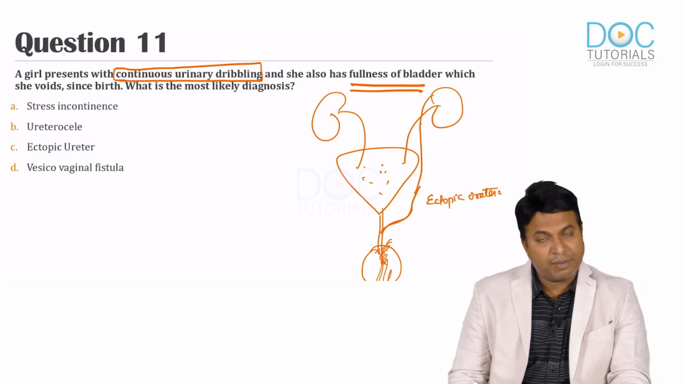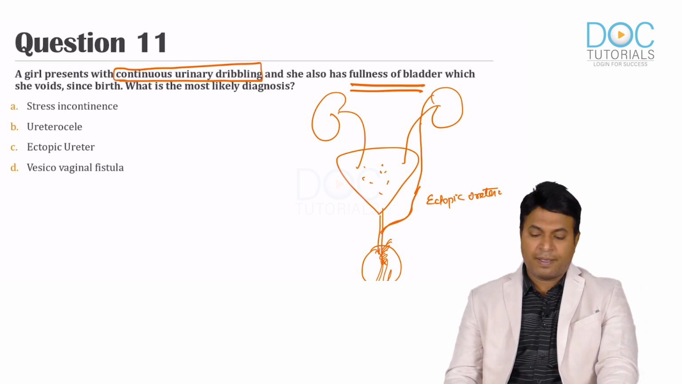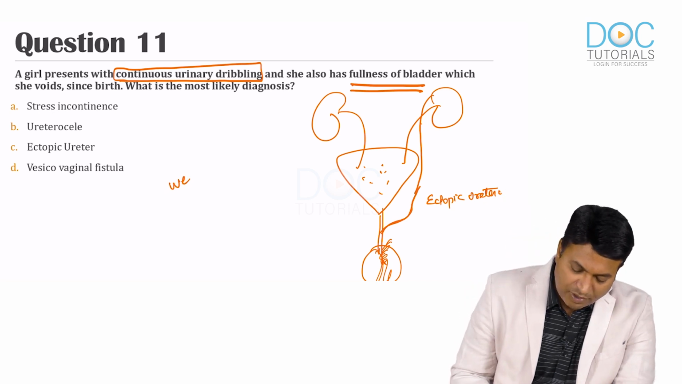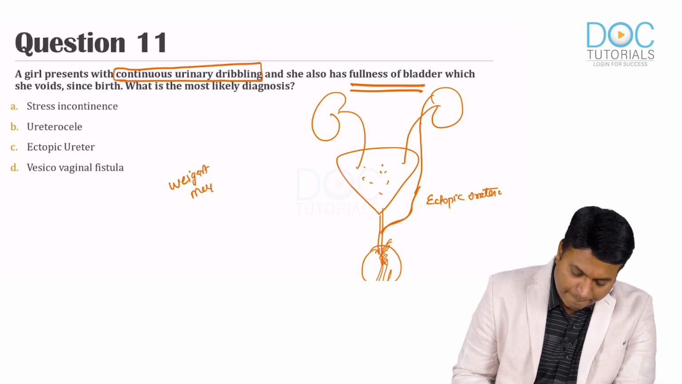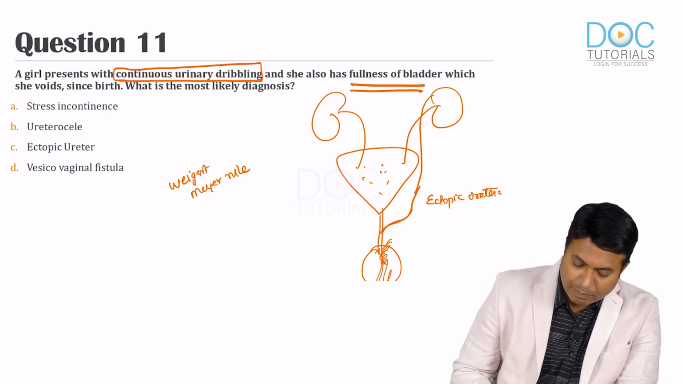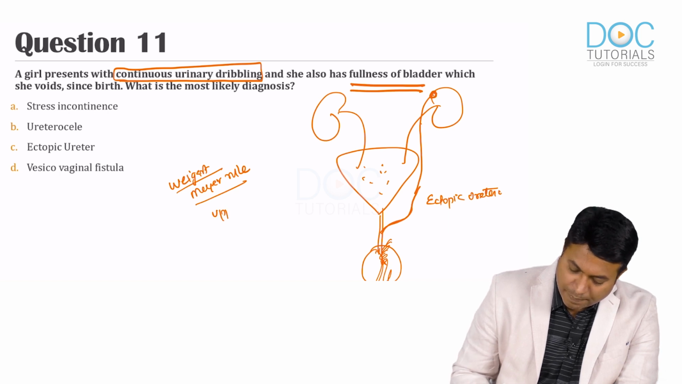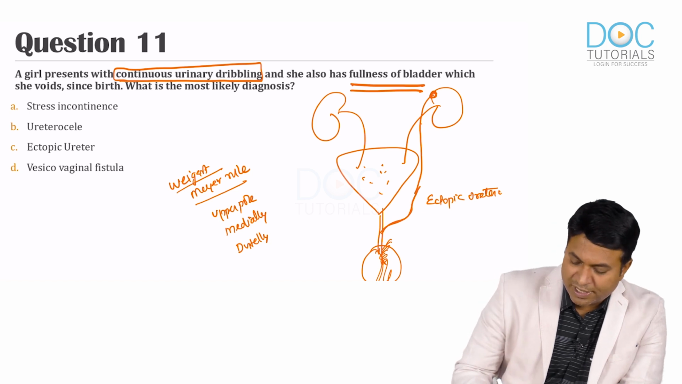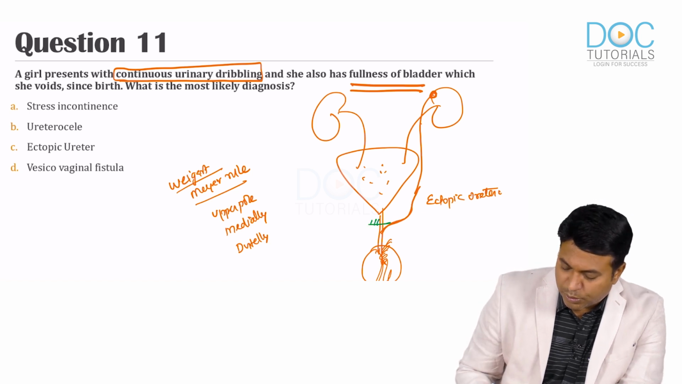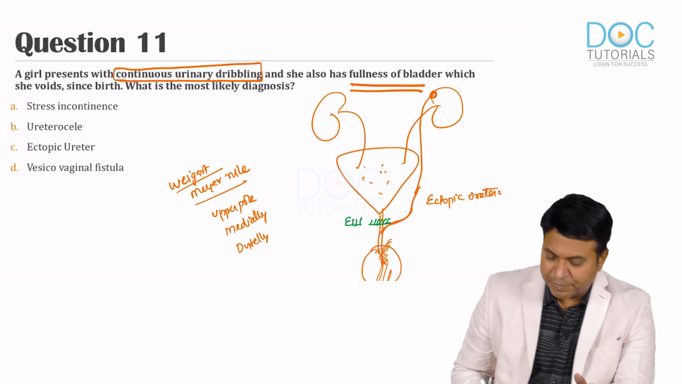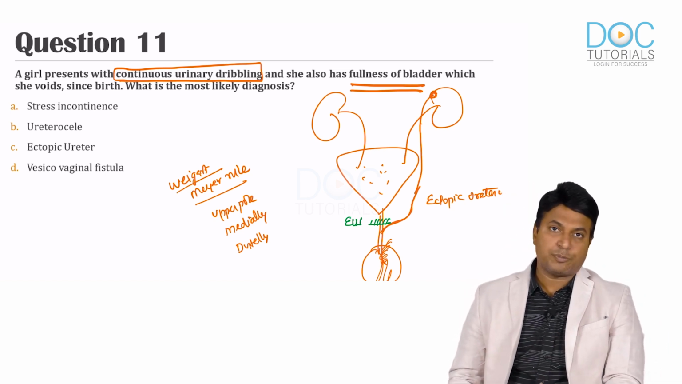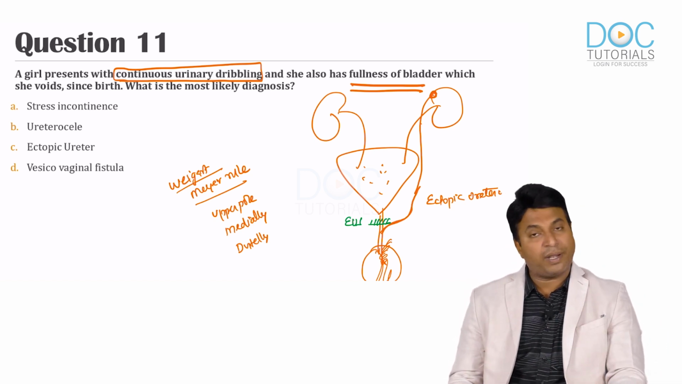It is very common in females, and they follow a rule known as the Weigert-Meyer rule. The ectopic ureter arises from the upper pole, runs medially, and joins the urethra distally. It joins the urethra distal to the external urethral sphincter. This is the external urethral sphincter. It joins distal to the external urethral sphincter. That is why there is dribbling of urine.